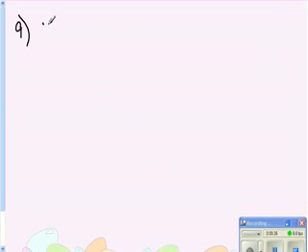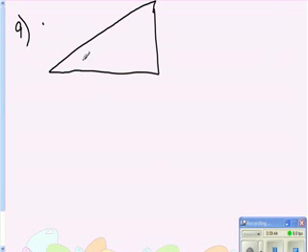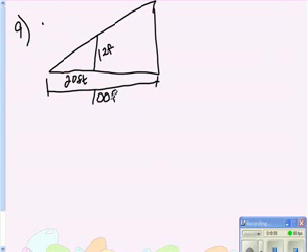Number 9 says a forest ranger uses similar triangles to find the height of a tree. Find the height of the tree. So basically they've given you a triangle like that. With a line here. And this is 20 feet. This is 12 feet. Whole thing here is 100 feet. And this is my tree. This is what I'm trying to find out how tall it is.